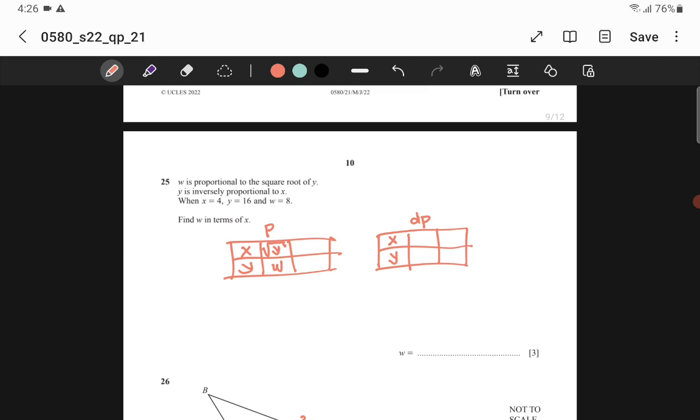And then when x is equal to 4, then y is 16. Okay, this one is interesting. So here the constant k is equal to y times x. So 16 times 4 is 64. So the formula would be y is equal to 64 per x.